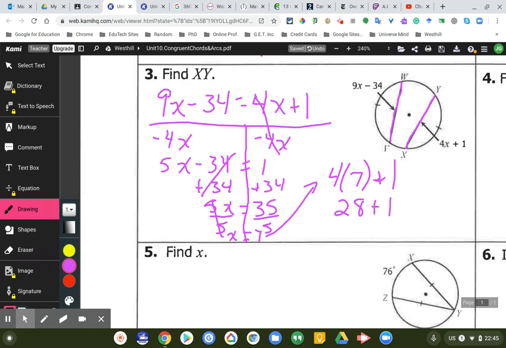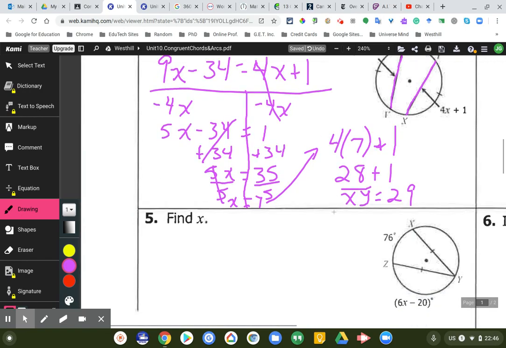plus 1, which is equal to 29. So, xy is equal to 29. Okay. And I think that's good for them.